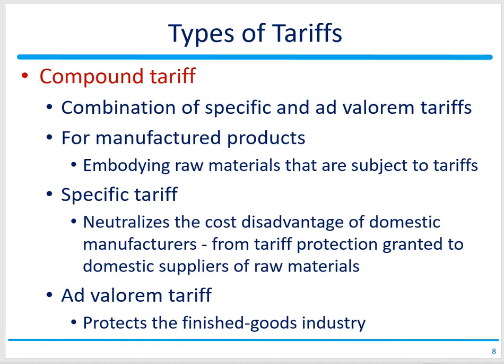Then, in addition to the specific tariff and the ad valorem tariff, we have the compound tariff. As the name indicates, it is a combo of both. There's going to be a part of the tariff that is a fixed dollar amount, and then this is added with a percentage on the value of the good that is imported.